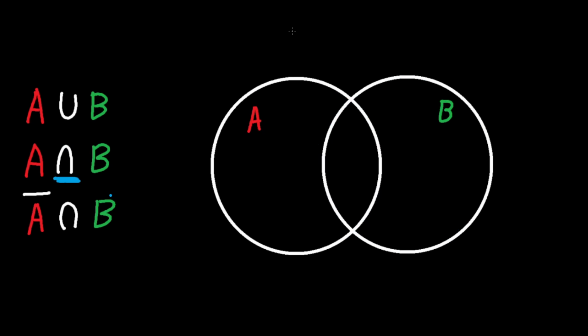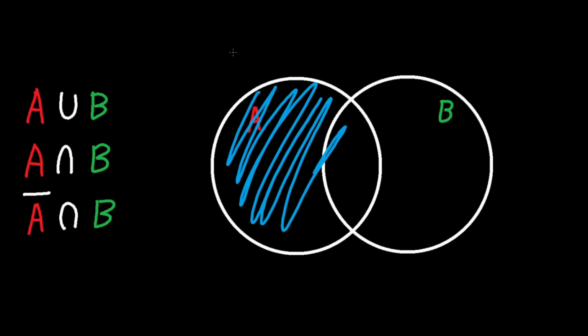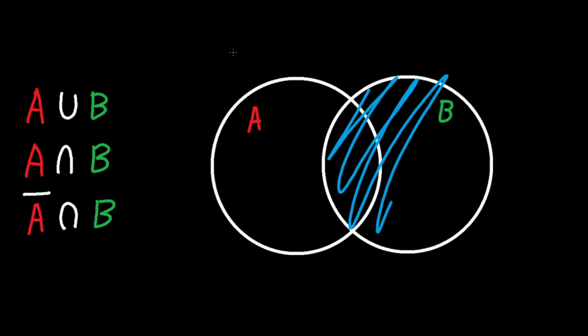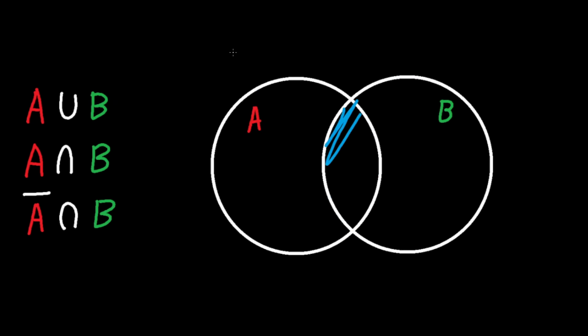All right, what about this intersection? Well, the intersection is the area where you're both A and both B. So which area is both A and both B? Remember, this is A and this is B. Where do they intersect? Well, they intersect at the center, right? So this right here is A intersection B.